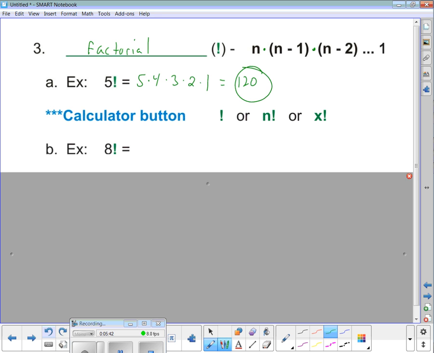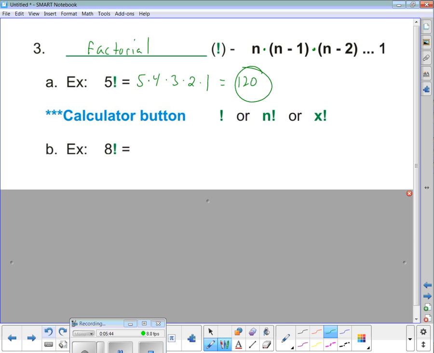But the reality is you have a calculator button, and your calculator button should look in one of these three ways. Either it'll just be the exclamation point for the operation of factorial, or it'll be an n factorial or an x factorial. Sometimes it's underneath the statistics button, the PRB button. If it's not on the face of your calculator, look for a PRB button, and it should be in the menu there. If not, look for a statistics menu.